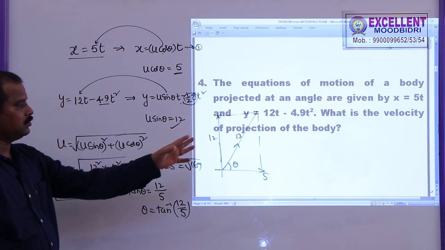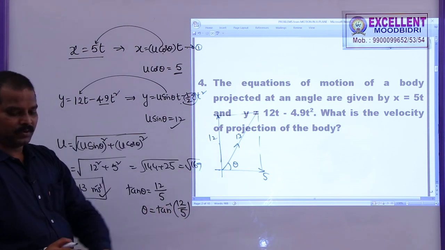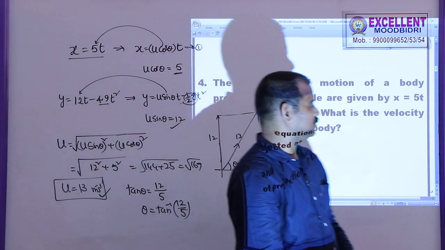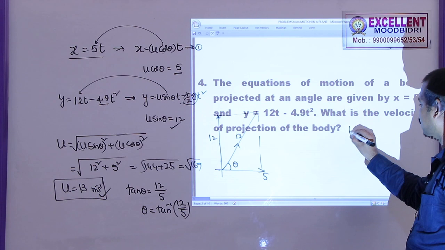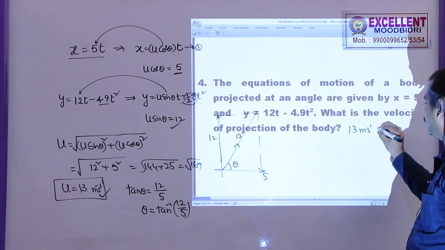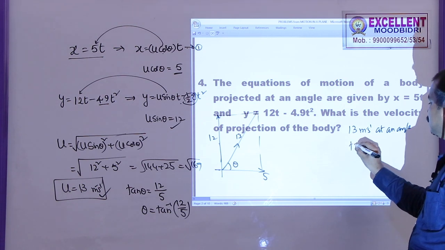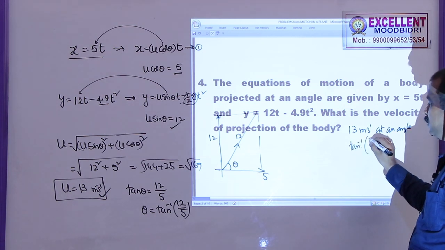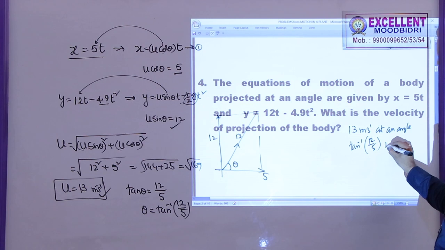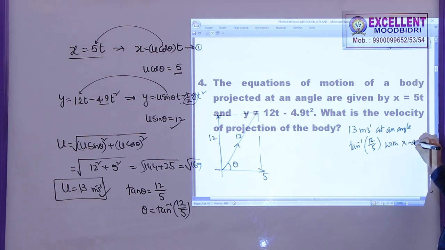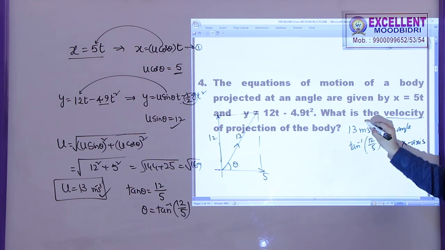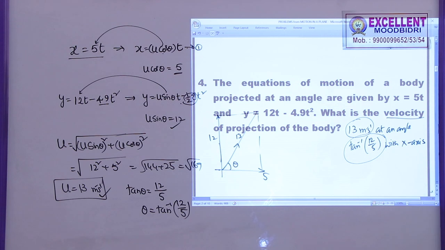So the answer for this question, what is the velocity of projection? The velocity of projection is 13 meter per second at an angle tan inverse 12 by 5 with the x-axis. So whenever a vector is given, you have to give both the magnitude as well as direction.